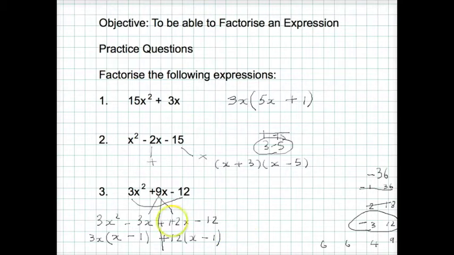And then all that's left to do for this one is I write whatever's outside the brackets in one set of brackets. So I'm going to do it up here, 3x plus 12 in one set, and x minus 1 goes in the other set. Done.